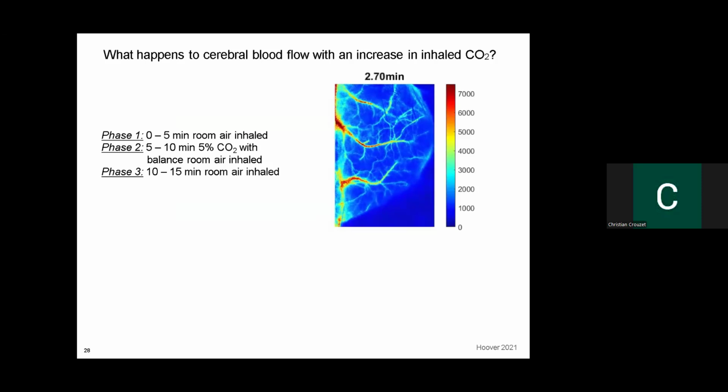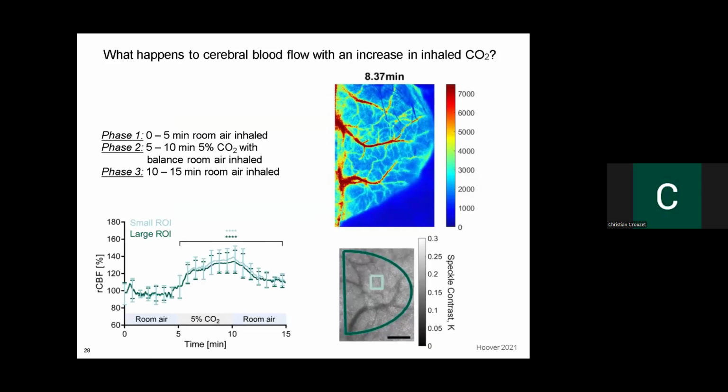And this is a time-lapse video of that occurring, and you can see right around the 5-minute mark, there's this large increase in the blood flow in this image, and then we can quantify it by taking different regions of interest in the image. And right at that 5-minute mark, you see this large increase in the flow. And then when we go back to room air, it starts decreasing slowly. So those are just two brief examples of laser spectral imaging.